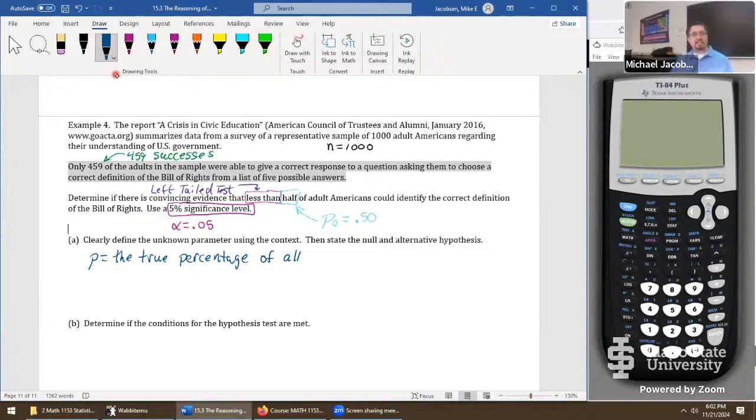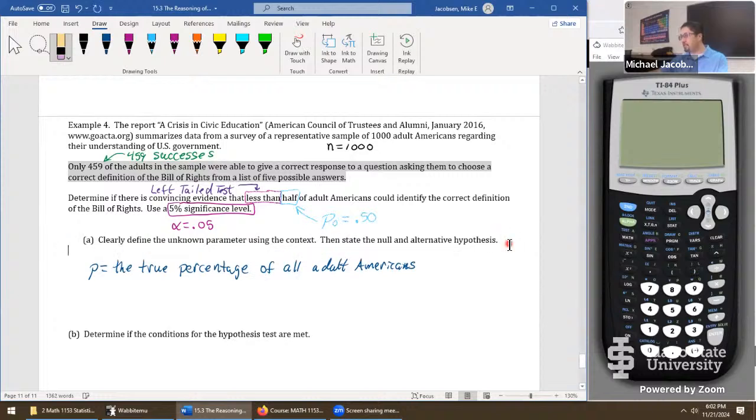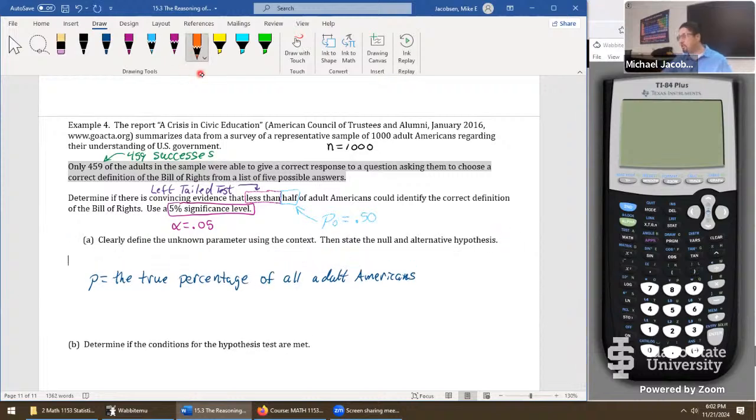We need to pause here and think, what is the sample on this one? All Americans regarding understanding the government. Yeah, absolutely. So the population would be the all Americans, and the understanding of the government would be the successes there. So we'll say P is the true percentage of all adult Americans. So let's do this in the same way we did before. Let's indicate that this is the population. Let me get some extra white space here. So this part is the population.